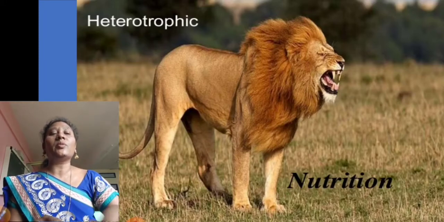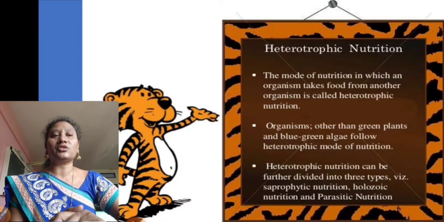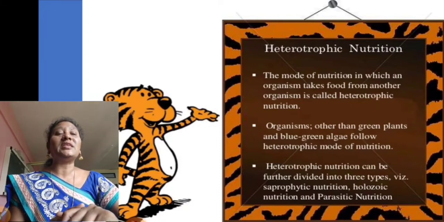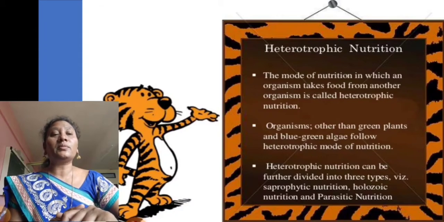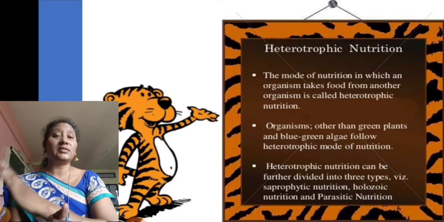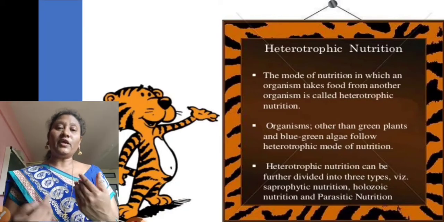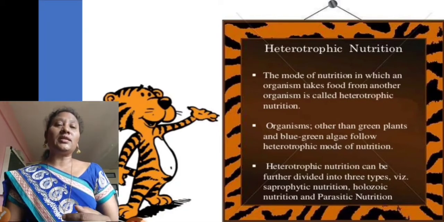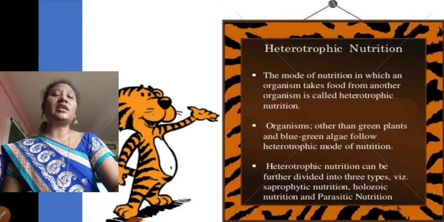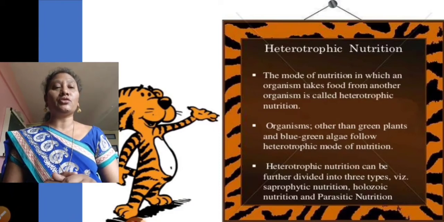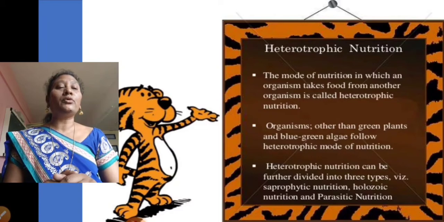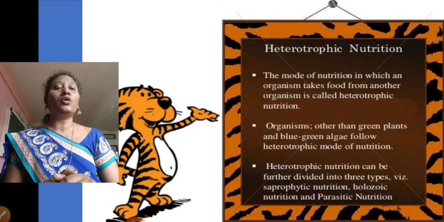Let us see what is meant by heterotrophic nutrition. Heterotrophic nutrition is the mode of nutrition in which organisms take food from other organisms. Auto means self, hetero means others. Depending on others and taking food from others is called heterotrophic nutrition. Organisms other than green plants and blue-green algae follow the heterotrophic mode of nutrition.